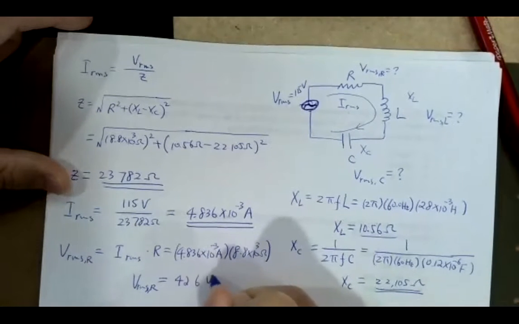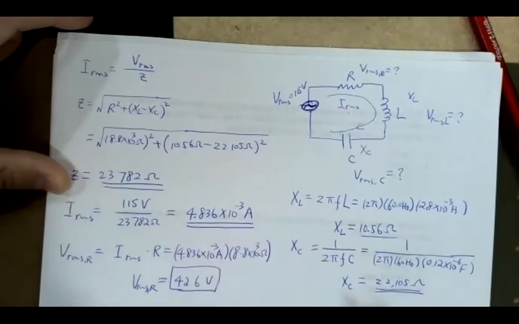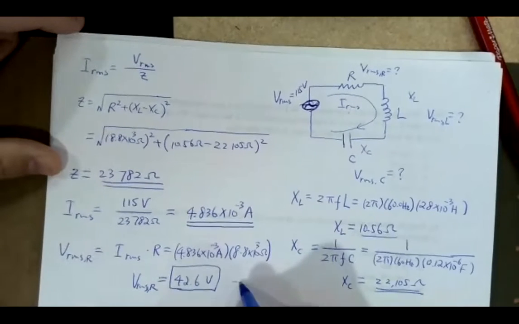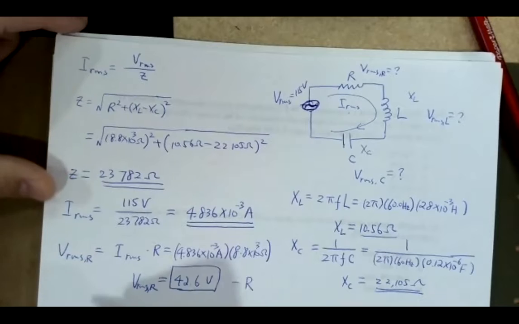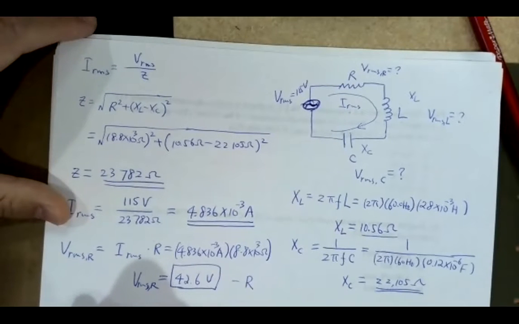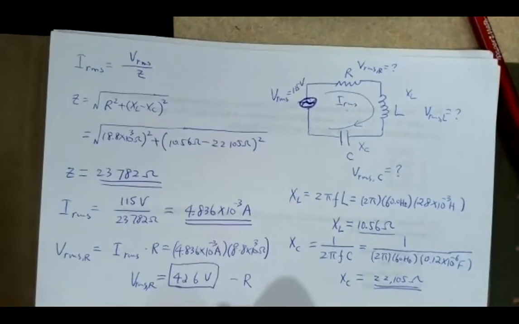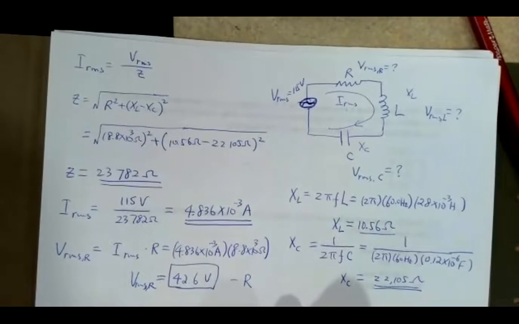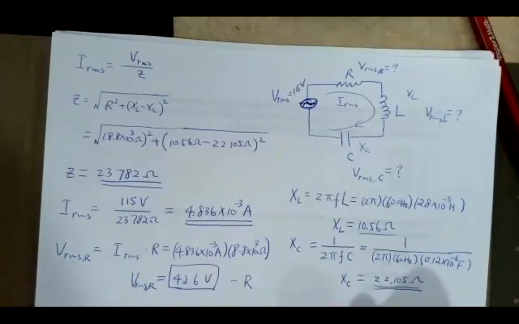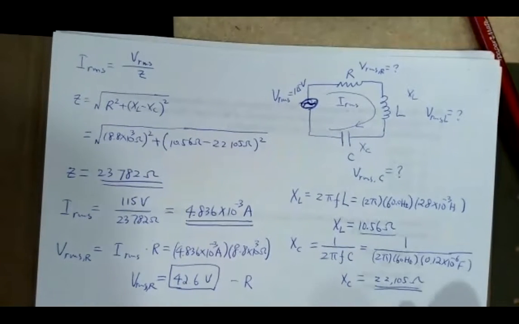42.6 volts. Okay, that's for your resistor. For your inductor, that should be the root mean square current times the XL, the reactance. 4.836 times 10 to the minus 3 amps times this guy 10.56 ohms. That will be 0.0511 volts. Okay, this is on your inductor.